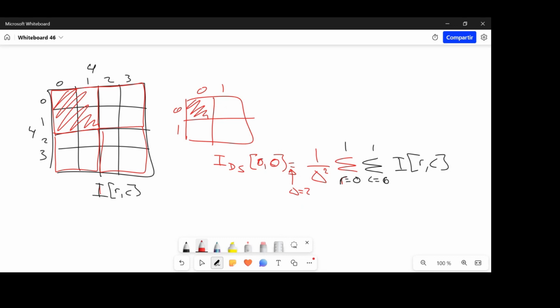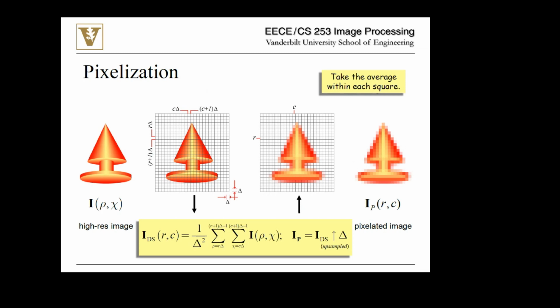And in general, we have the equation here. If I want to produce a pixel r, c, what I have to do is go from the pixel r delta, c delta and take a step of delta, so up to (r plus 1) times delta minus 1. If you particularize for 0, 0, then you have the expression that I had in the white book. And this is the input image, the black one, and this is the red one.